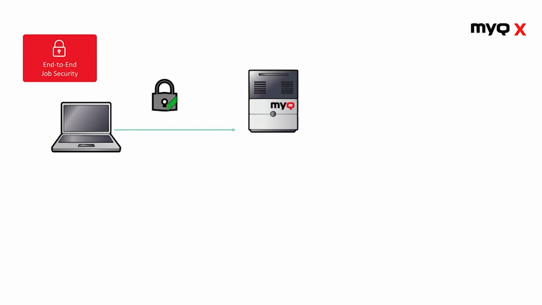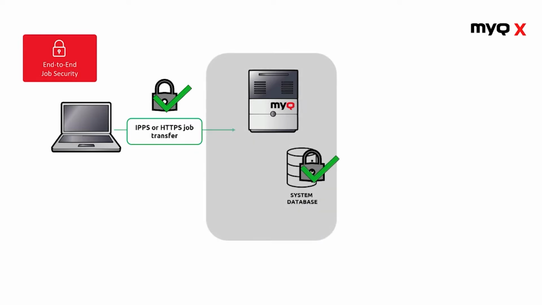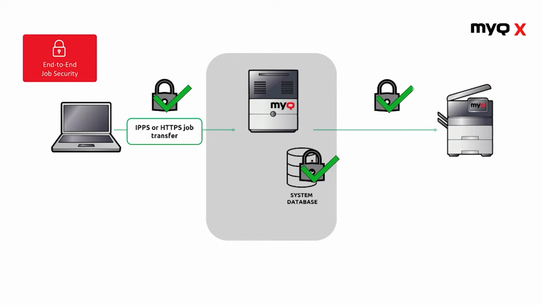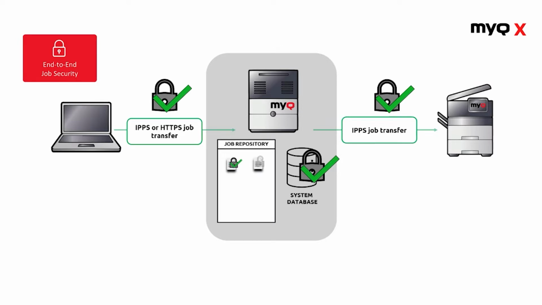Another important thing that appeared or will appear as part of 10.1 is an enhancement of the end-to-end job security. As you will know, the job transfer from the user station to our server can already use either IPPS or our MDC and go through the HTTPS channel. We can also encrypt the database using your own provided certificate. At the same time, the sending of a job to your machine can be fully secured. But what is new with version 10.1 is that you can use your certificate not only to protect the database, but also to encrypt all the print jobs that are stored in the job repository of MyQ.